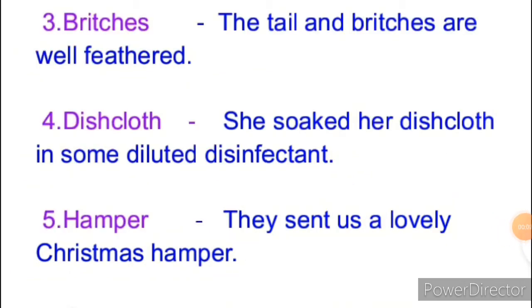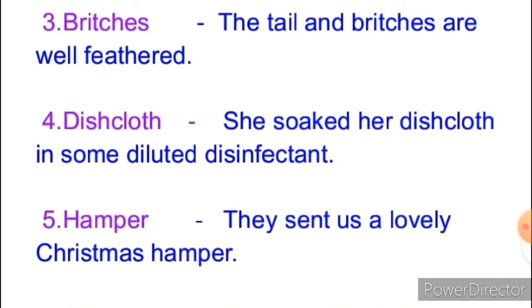Now look at the third word, children, that is breeches. B-R-I-T-C-H-E-S, breeches. The word breeches you can also spell B-R-E-E-C-H-E-S, breeches, or you can say short trousers. The word breeches gives us the meaning of an informal term for breeches.